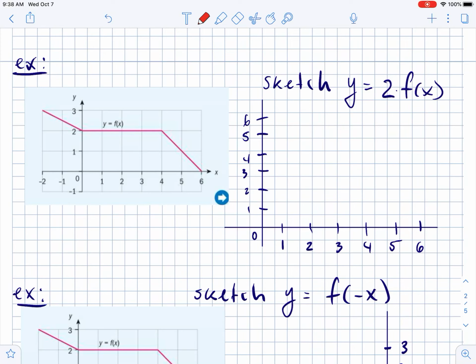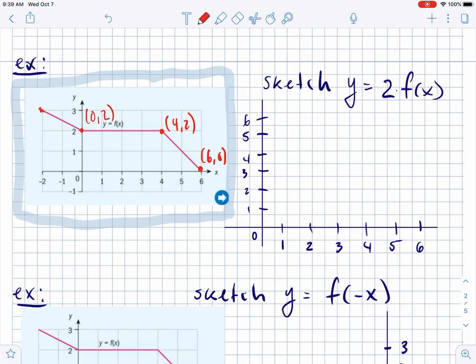Okay, the last part of this lesson, we're just going to take this function, f of x, and transform it three different times. The way I attack these problems is I think about them in a coordinate style way of thinking. This coordinate here is 4, 2. This one is 6, 0. This one is 0, 2. And this one is -2, 3. So there's 4 coordinates on here.